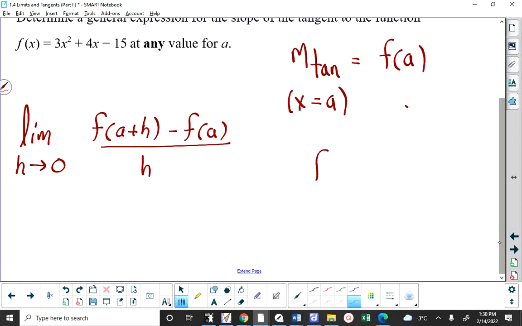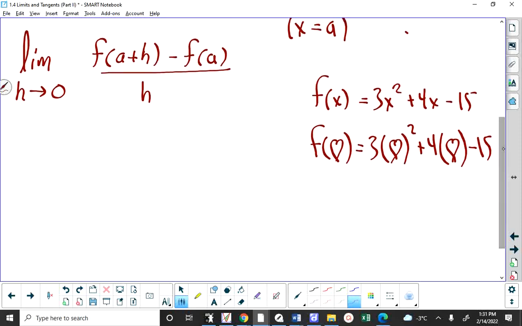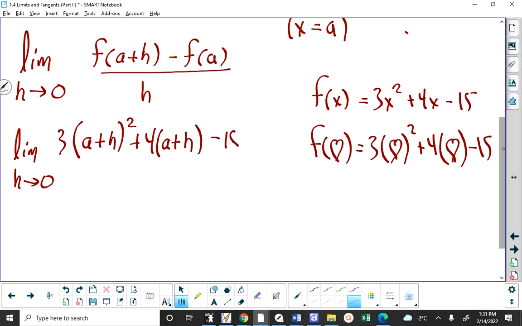Well, if f of x is 3x squared plus 4x minus 15, then f of any input would be 3 times that input squared plus 4 times that input minus 15. I suppose f of a plus h would be 3 times a plus h quantity squared plus 4 times a plus h minus 15.